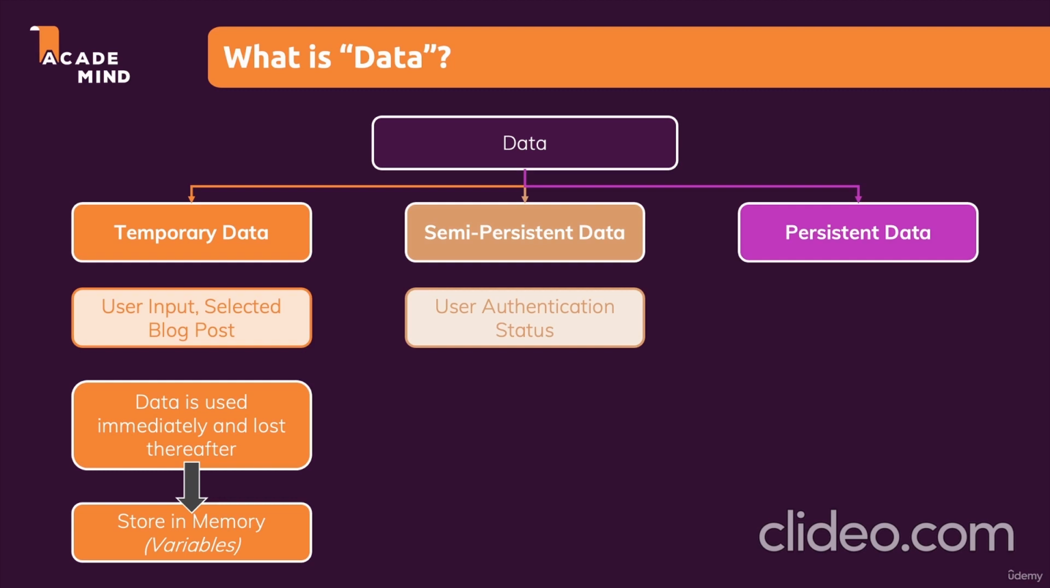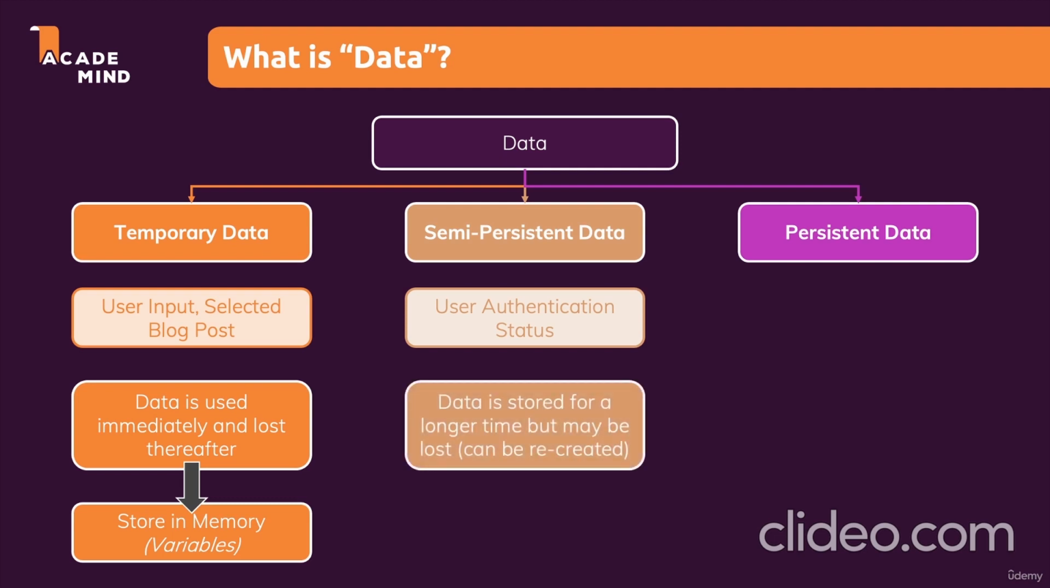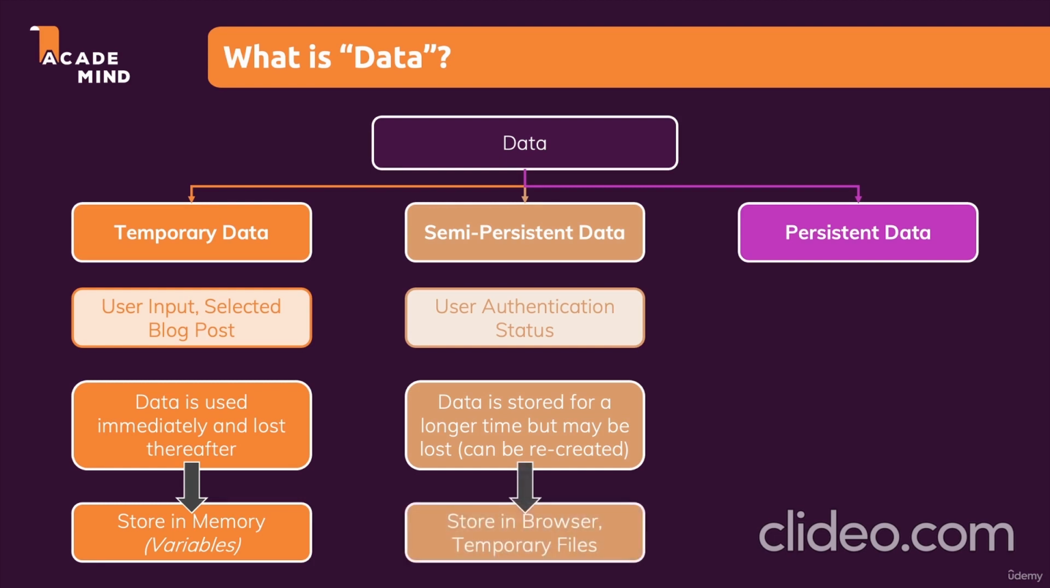So that is data which is kind of persistent, which we don't just need once and instantly, but which we might need in the future as well, but where it is okay if it's lost, or where we even might want to clear it deliberately after a certain time span, because it can be recreated, for example, if a user logs back in. This kind of data could be stored in the browser or in some temporary files.